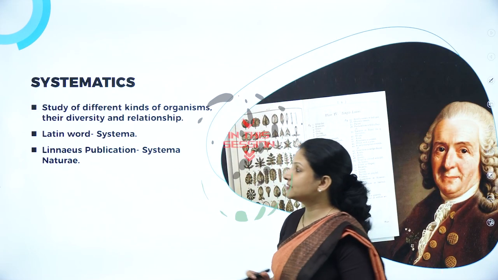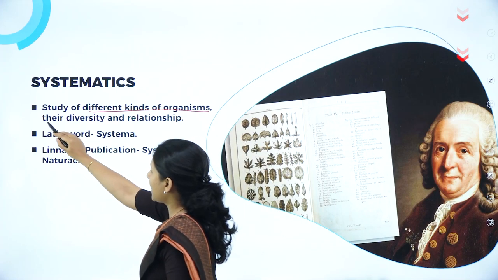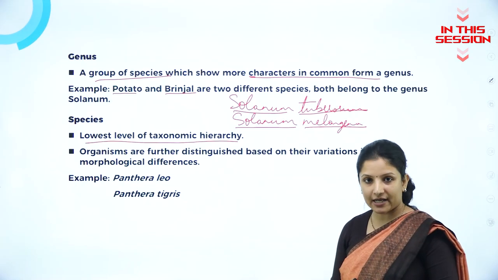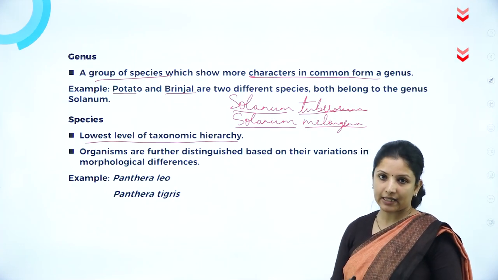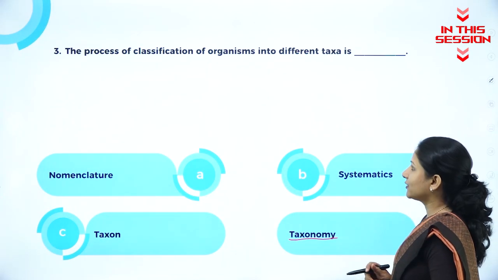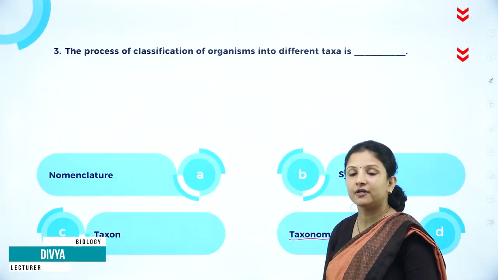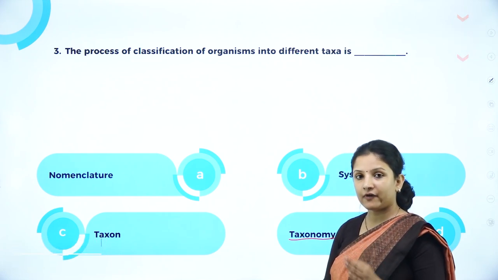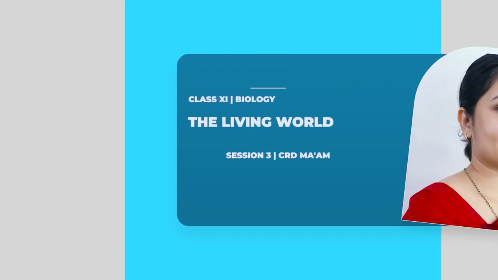Systematics is nothing but the study of different kinds of organisms, their diversity and the relationship between each other. Kingdom is the highest level of taxonomic hierarchy and species the lowest level of taxonomic hierarchy. The taxonomy is the method of classifying or grouping organisms into different taxa or units of classification such as kingdom, phylum, class, order, family, genus and species.